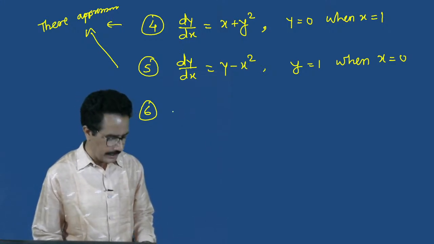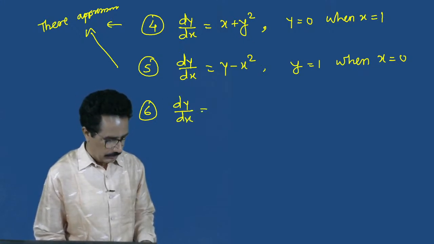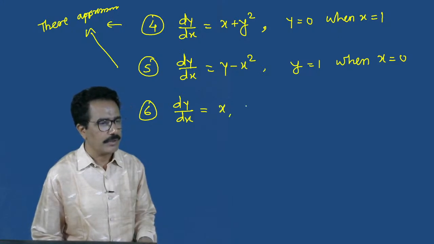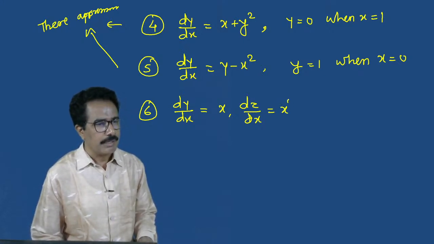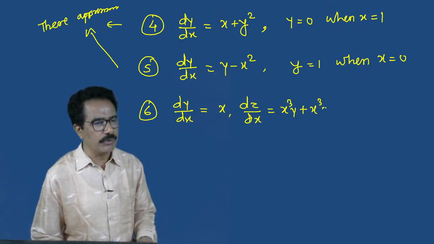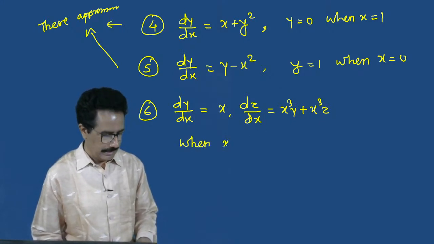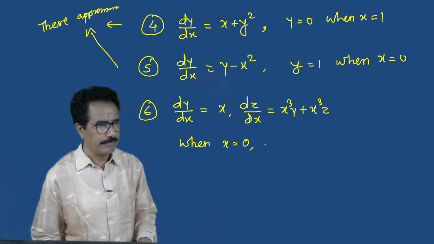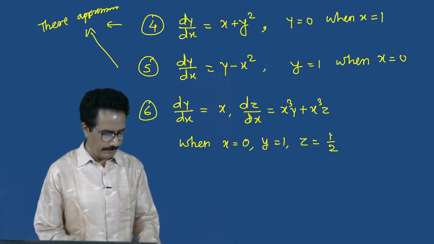Now next, fourth: dy by dx which is equal to x, dz by dx which is equal to x cube y plus x cube z, when x is equal to 0, y is equal to 1, z is equal to 1 by 2. Okay.